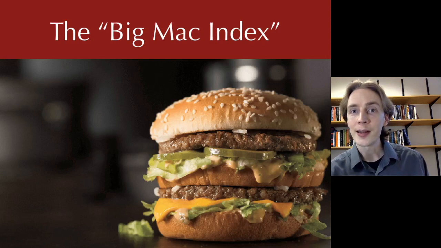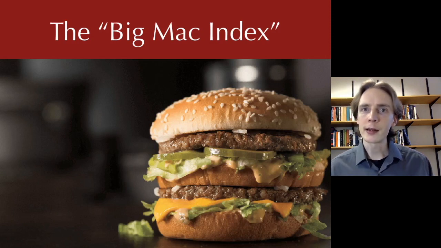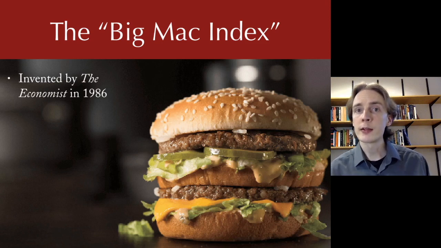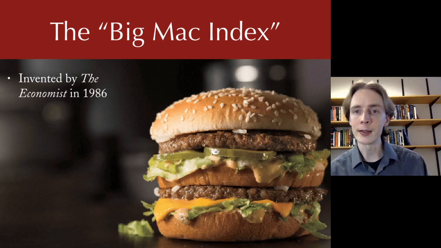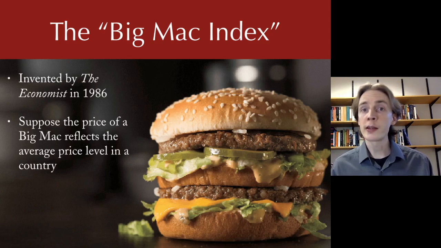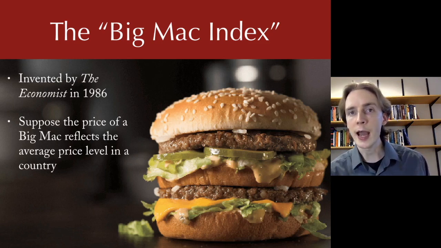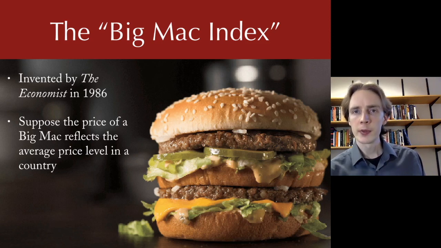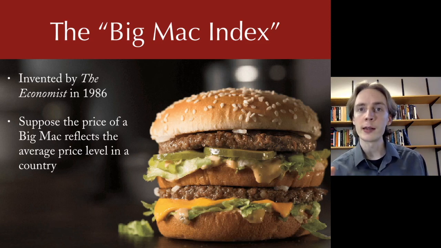Now here's a fun example of what we can do with real exchange rates. So the Big Mac index is something that was invented by The Economist magazine in 1986. And what this does is it's going to assume that the price of a Big Mac reflects the average price level in a country. Now what's this doing? Essentially what this is doing is it's building a price index out of a basket of goods that has one good in it.